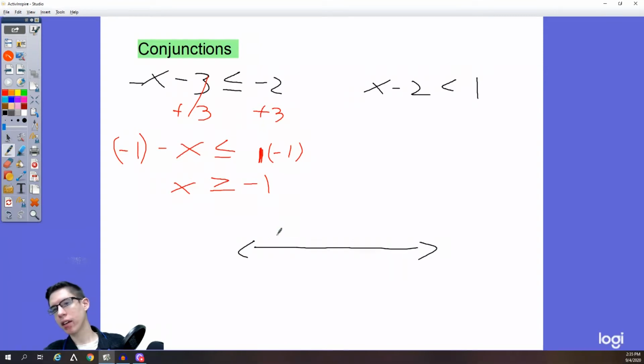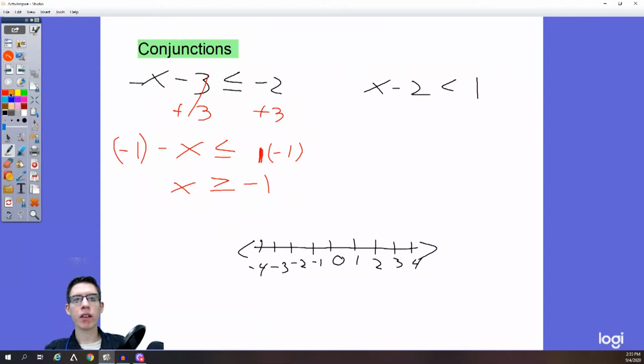Okay. And let's give it a good wide margin here. And we'll say negative 4, negative 3, negative 2, negative 1, 0, 1, 2, 3, 4. And if I were to sketch this, x greater than or equal to negative 1 means that I put a solid marker here, right? A closed circle. And then I put a line going in this direction saying that it includes everything to the right.